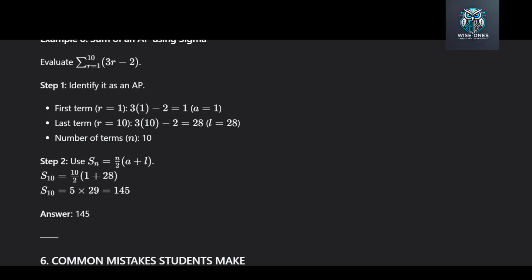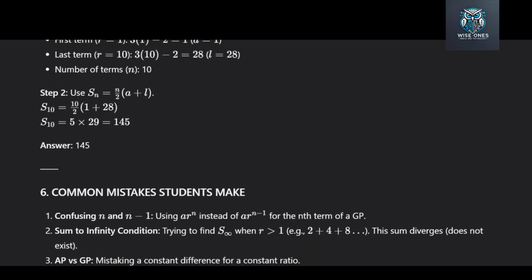10 over 2 is 5. 1 plus 28 is 29. So 5 multiplied by 29. 5 times 20 is 100. 5 times 9 is 45. 100 plus 45 is 145. Answer: 145. Sigma notation often hides an AP or GP inside.